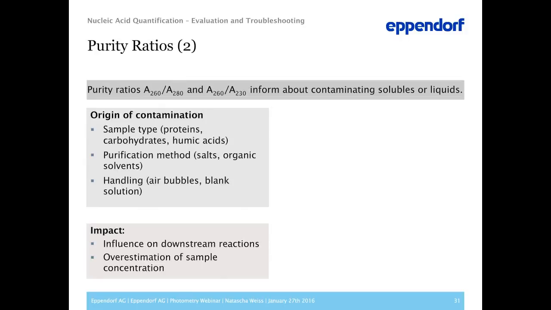Besides solid contaminants, different solubles may be found in sample solutions too. Sources are the sample matrix with proteins as main contaminant, but there are also carbohydrates from plant material or humic acids from soil samples. In addition, traces of reagents used during the isolation of nucleic acids are found. Typical examples are phenol and salts like GTC.